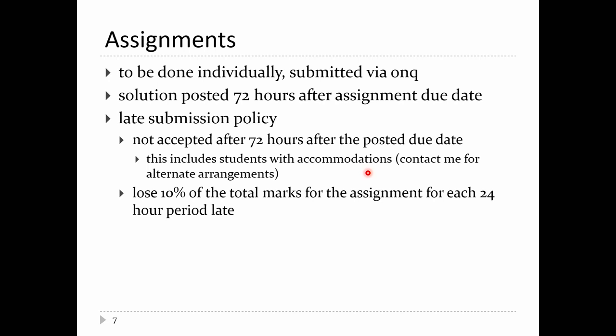Basically, the way it works is you lose some percentage of marks for every day it's late. So 1 minute late, you're marked out of 90%. A day and 1 minute late, you're marked out of 80%. And then 2 days and 1 minute late, you're marked out of 70%. And then after that, the assignment's gone.